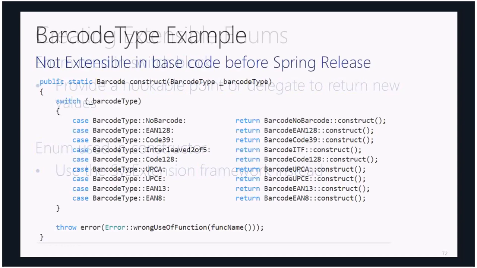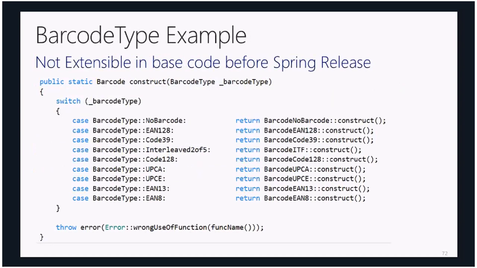Here is a specific example from the product team. Prior to the spring release, the barcode type enum was not extensible. When the product team went to switch this flag, they found this construct method utilizing a fixed set of enums with an error message thrown if the correct enum was not found. Clearly, this is not extensible.